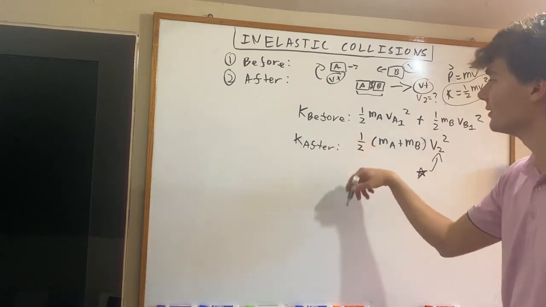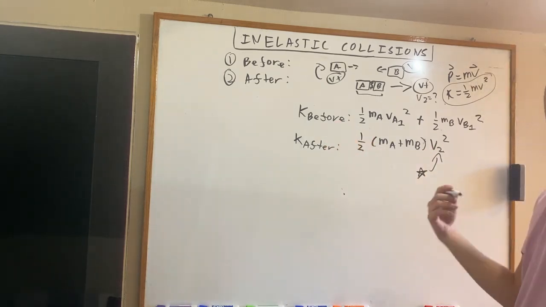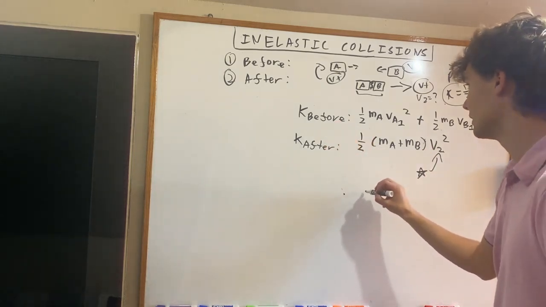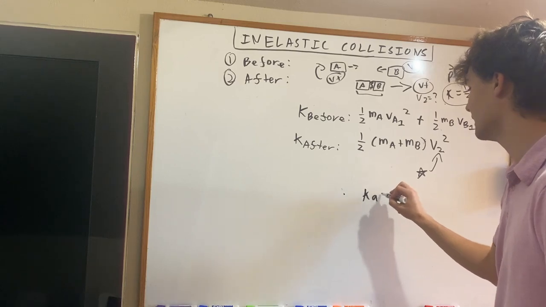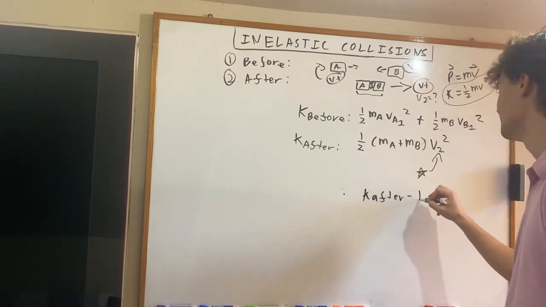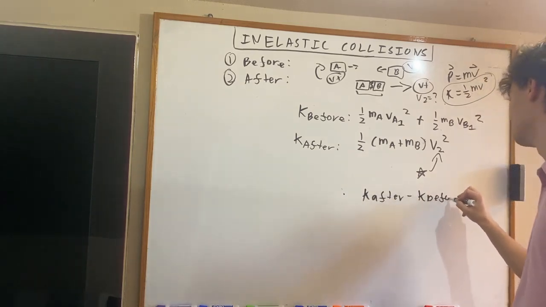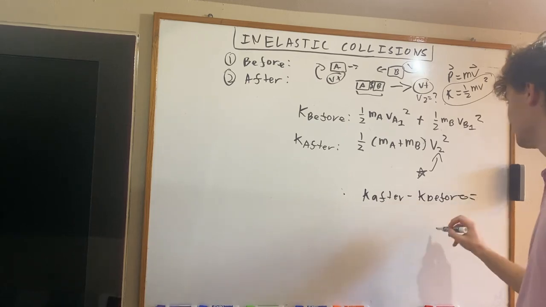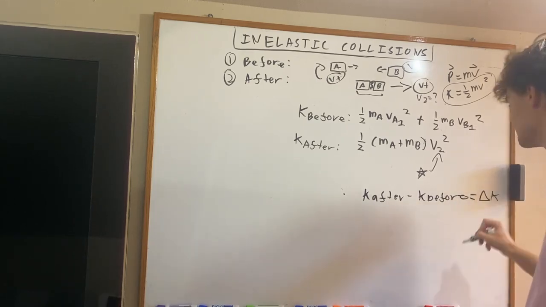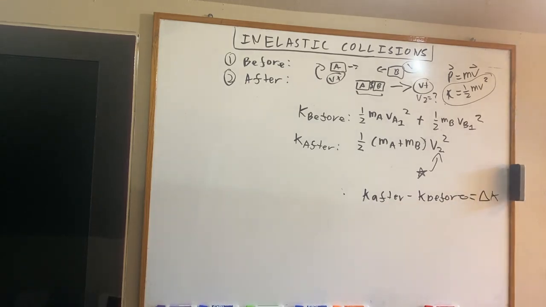So what we can do is, now that we have the kinetic energy after and the kinetic energy before, if we do K after minus K before, that'll give us the difference in kinetic energy. So yeah, and that's completely inelastic collisions. That's all you'll have to know.